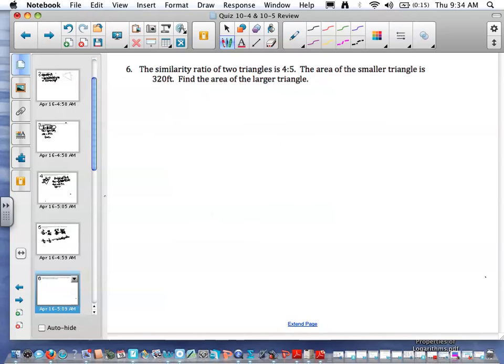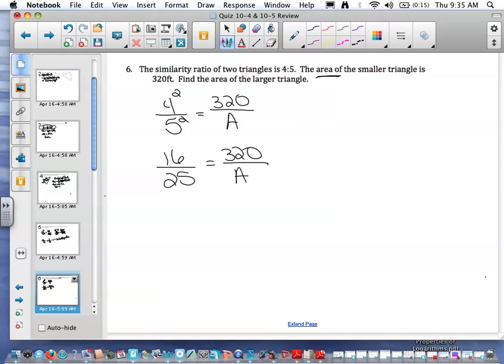Okay. Number 6, the similarity ratio of two triangles is 4 to 5. The area of the smaller, okay, there's that word area, that tells me I immediately am going to put those squared terms there. The area of the smaller is 320, and I would like the area of the larger triangle. So I have 16 over 25 is equal to 320 over A.